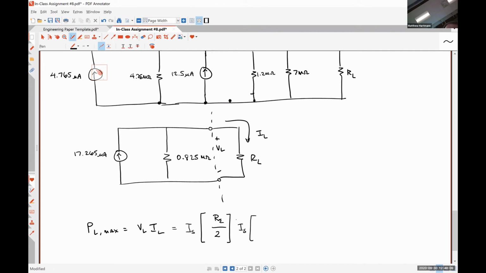sorry, that should be RS, not RL, is 1/4 IS squared. Hold on, I think I've got an extra factor of RS in here. Oh, it's not RS, it's 1/2 IS, that's why. So there's the mistake.